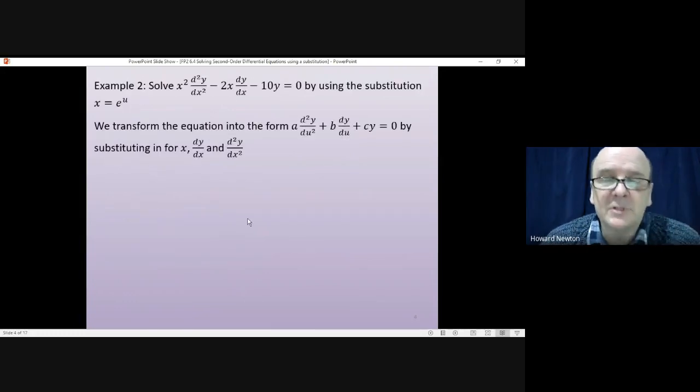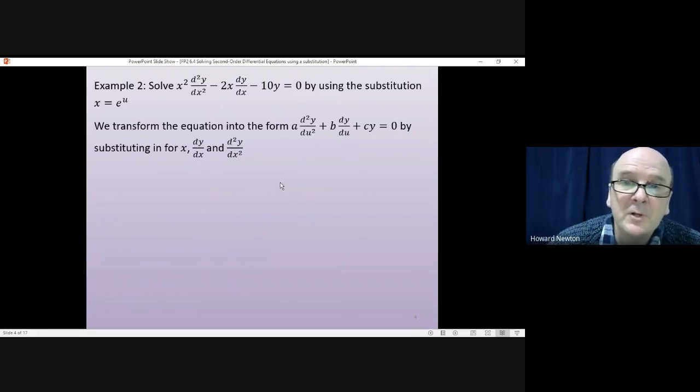Okay, example 2 is a lot more difficult. It's a second-order differential equation with variable coefficients. We've got x squared here and minus 2x here. And we're going to solve it by using the substitution x equals e to the u.